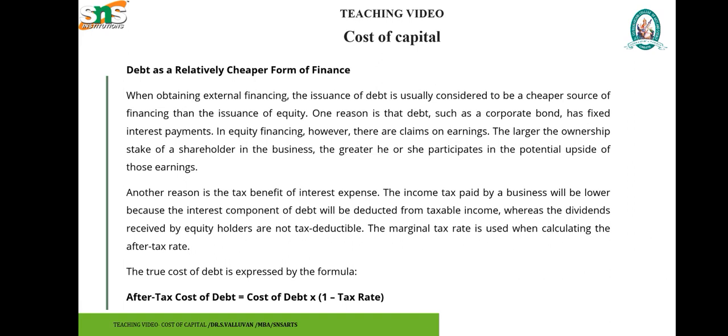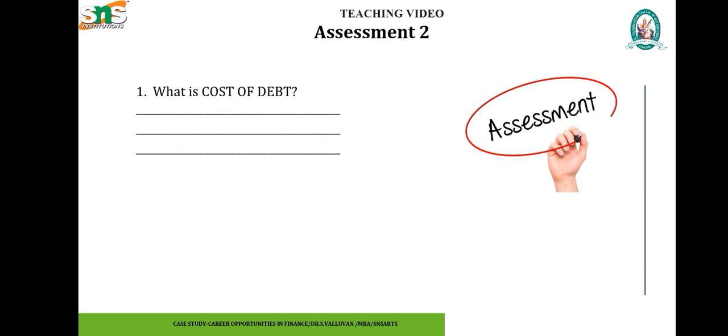The income tax paid by a business will be lower because the interest component of debt will be deducted from the taxable income, whereas the dividends received by equity holders are not tax deductible. The marginal tax rate is used when calculating the after-tax rate. The true cost of debt is expressed by the formula: after-tax cost of debt is equal to cost of debt times 1 minus tax rate.